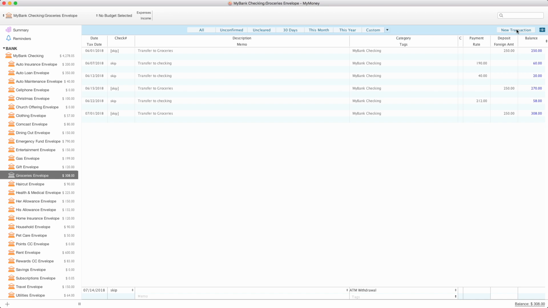This is just moving money from one account to another for our own purposes. This is not a bank clearing type transaction. So the word skip in there is just a memory jogger to say, I don't need to worry about this when it comes to reconciling. This is just for my own tracking purposes. All right, so transfer to checking, and that was a $10 purchase from groceries.